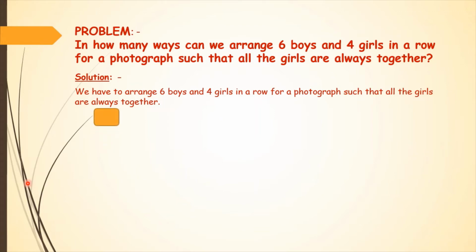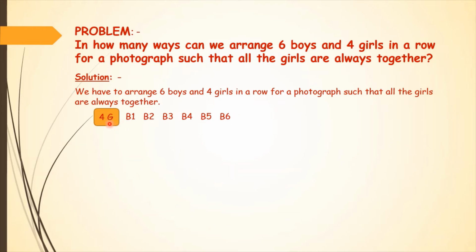So see here, in this case, we will consider 4 girls as one group like this. And the 6 boys, we will consider them as 6 individual objects like this. So count here, this is one object, that is the group of 4 girls, plus these 6 boys as 6 individual objects. So total we have to arrange 1, 2, 3, 4, 5, 6 and 7 objects. This can be done in 7 factorial ways.